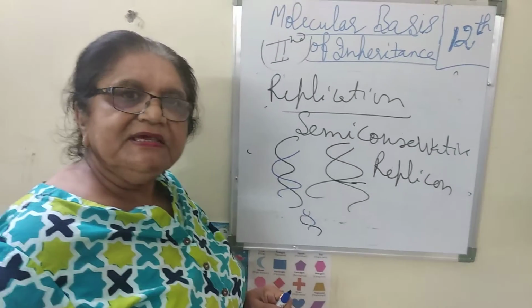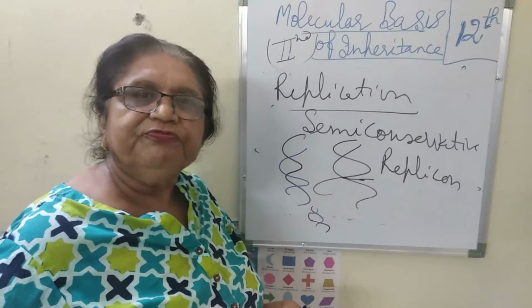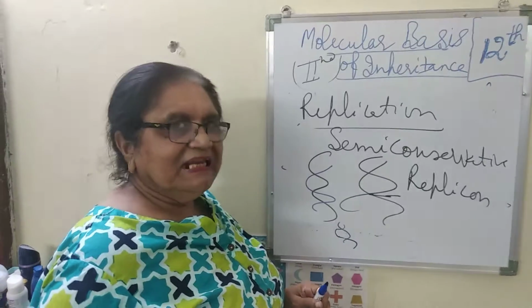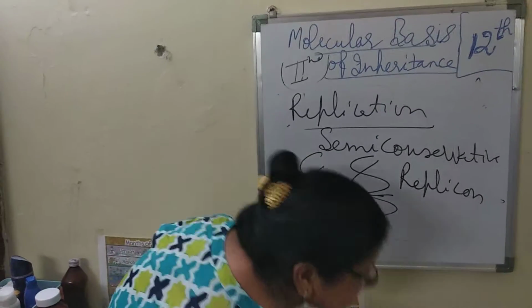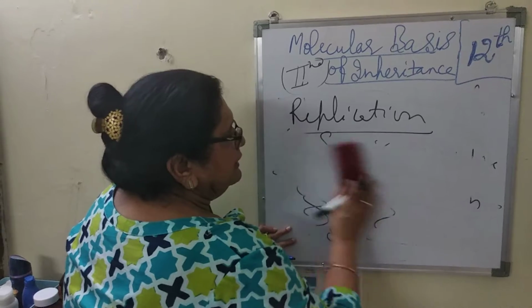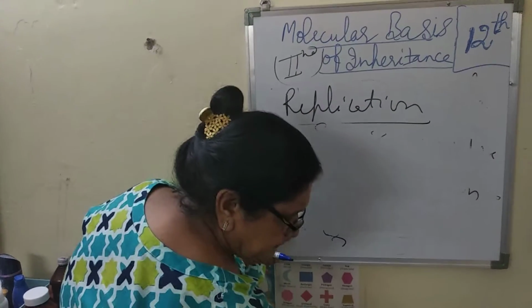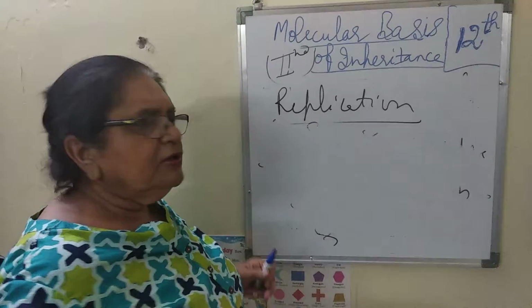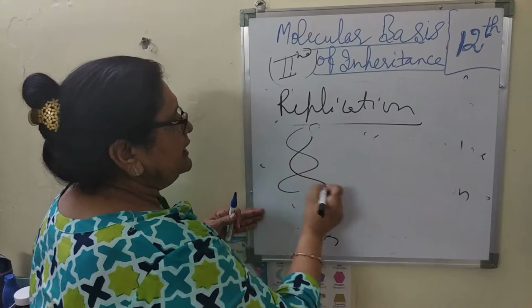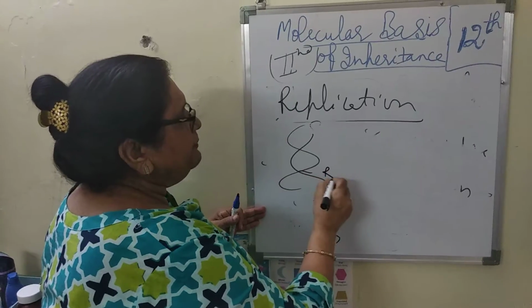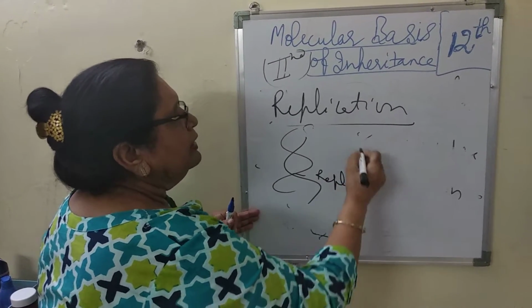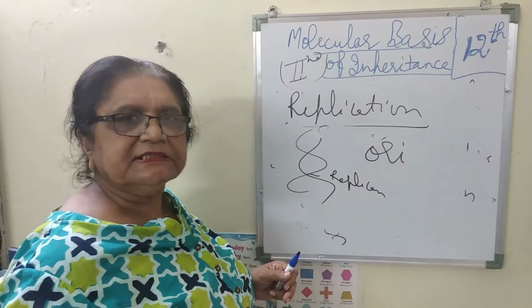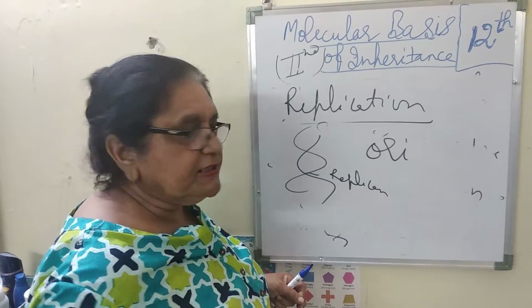This is called semi-conservative, and a question comes from the board for 2 marks: what do you mean by the semi-conservative nature of DNA? Then what is the main process of replication? They form the replication fork. In NCERT, replication fork is written. What does it mean? This is a DNA. The point is the replicon or ori, the origin of replication, which gives the new strand.